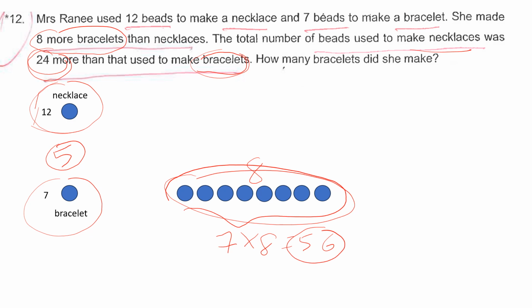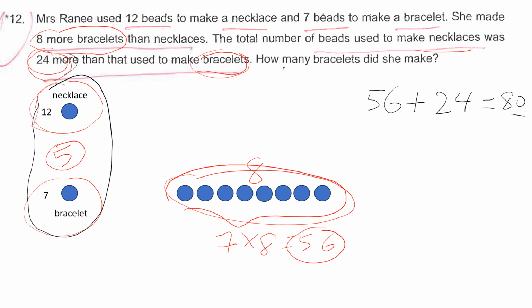So what I'll do is, in my working, I'll write 56. Despite 56 being used on the 8 more bracelets, there is still more beads being used for the necklace than the bracelet. So my marking will be 56 plus 24, because I mentioned that the number of beads used to make the necklace was 24 more. So if I add together, I'll get 80. And how come there's a number of 80 here? Because if I were to compare one necklace with one bracelet, the difference is 5.